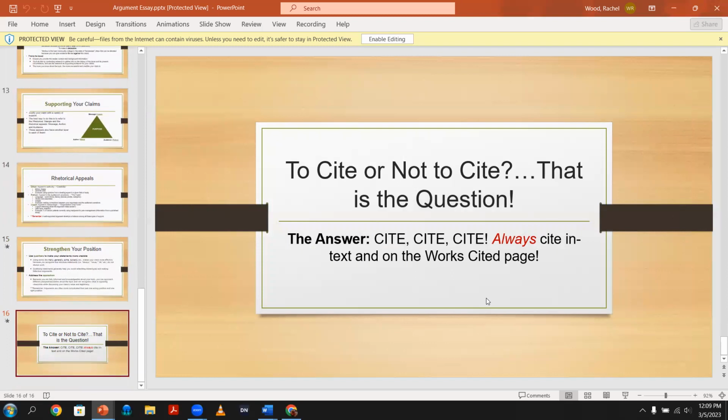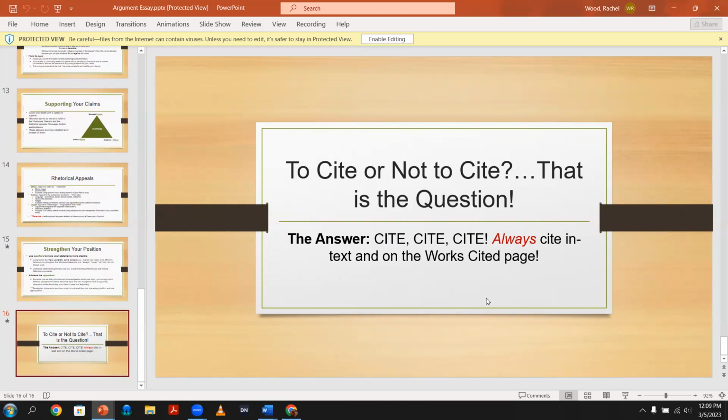So the answer is, when you're asking yourself, should I cite this? Should I not cite this? The answer is always cite, no matter what. Always cite in text and on the works cited page. Week 7, after we come back from spring break, I'll talk to you more about citations.